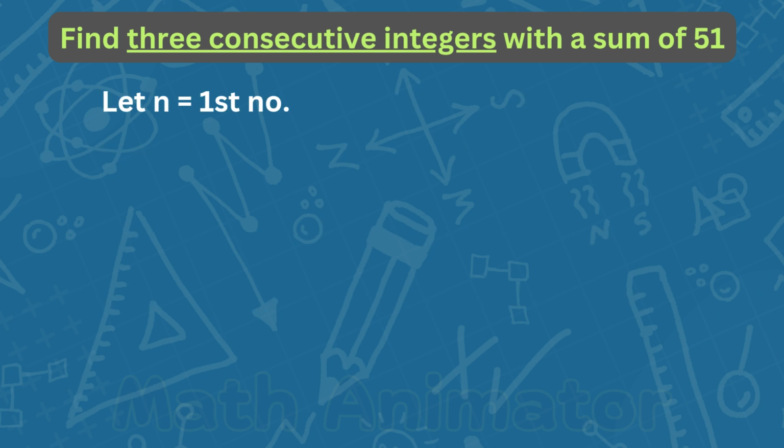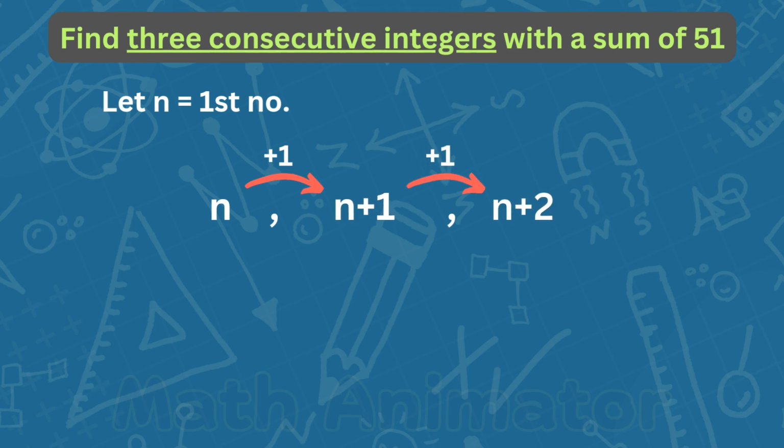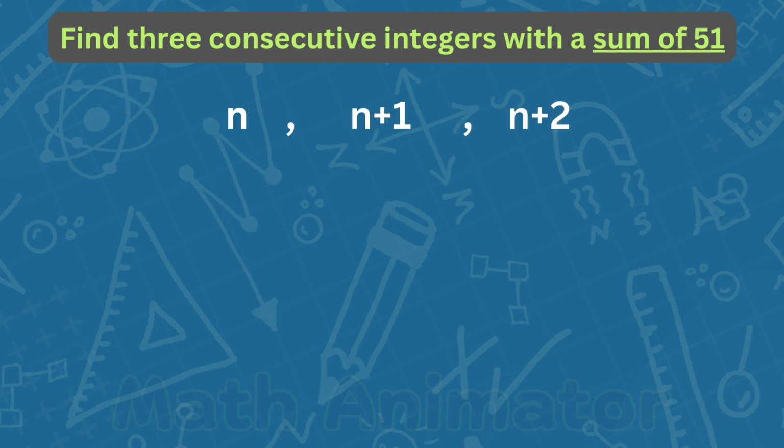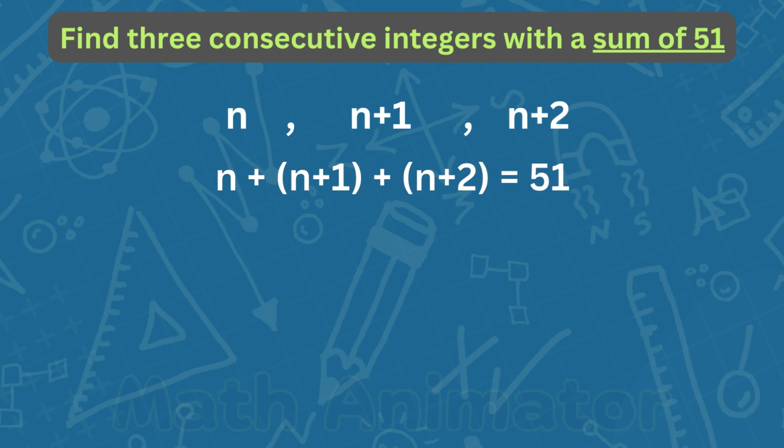Let the first integer be n. The second consecutive integer would be n plus 1. And the third consecutive integer would be n plus 2. Because the sum of the integers is given as 51, we can write this equation: n plus n plus 1 plus n plus 2 equals 51.